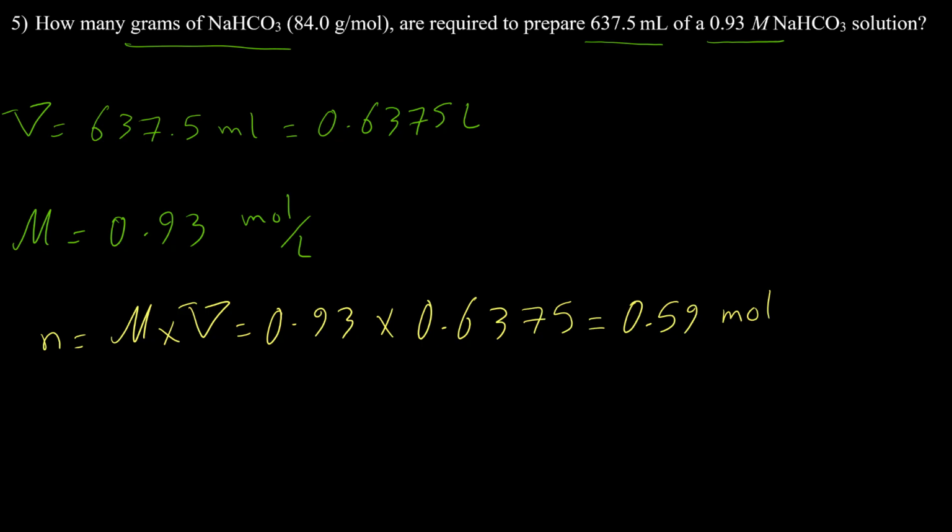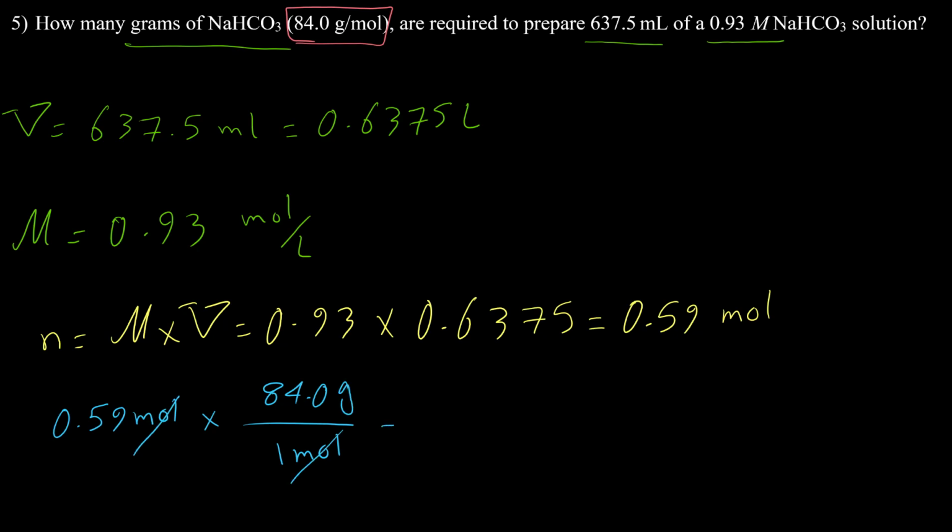Right now we have mole, we can convert it to gram by using molar mass. So 0.59 mole times, regarding the molar mass, 1 mole of sodium bicarbonate is equal to 84.0 gram. So mole and mole cancel out. The answer is 49.56, but we should round it to two significant figures because here we have only two. So the actual answer should be 50 gram sodium bicarbonate.